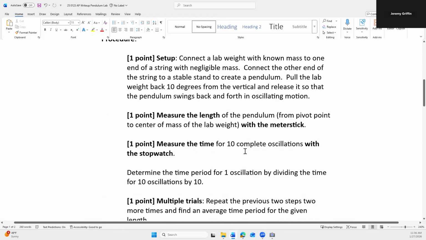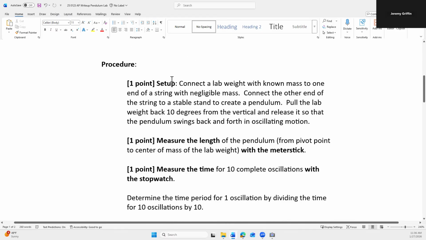Again, I'm showing you an ideal rubric here. So 1 point for describing the setup. It doesn't have to say exactly word for word what mine says, of course, but as long as it describes it. So here's what I would have said: connect a lab weight with known mass to one end of a string, and the string has negligible mass compared to the lab weight. Connect the other end of the string to a stable stand to create a pendulum. Pull the lab weight back so many degrees from the vertical and release it so the pendulum swings back and forth in oscillating motion. Boom.